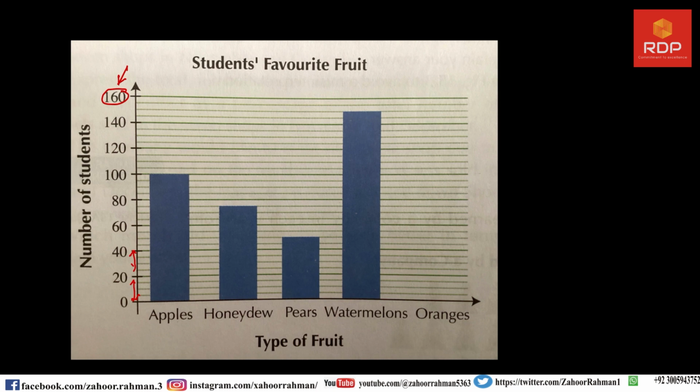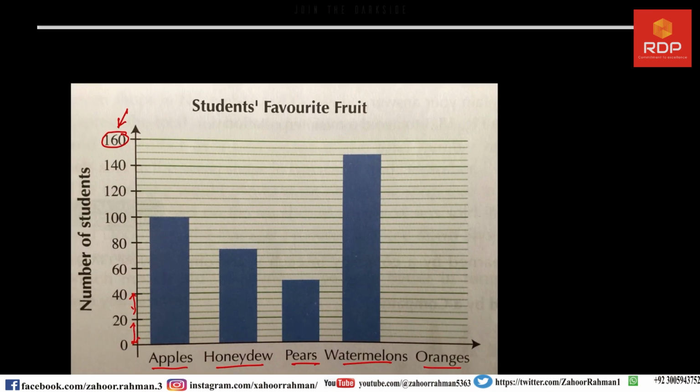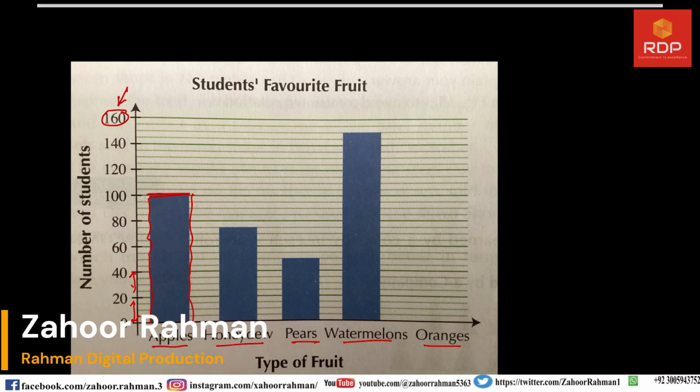All the fruit are given on the x-axis. So here we are saying that apples, as you can see, are 100. So we have to mark this area as 100, and we will draw a bar like this. So it means apples are liked by 100 students. Similarly, honeydew, because between 60 and 80 there is 1 2 3 4, so 20.